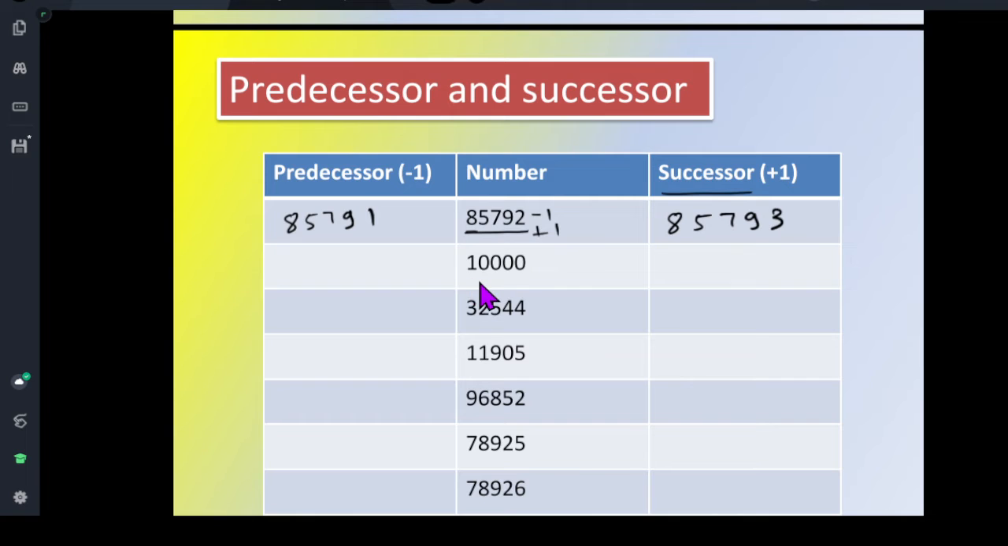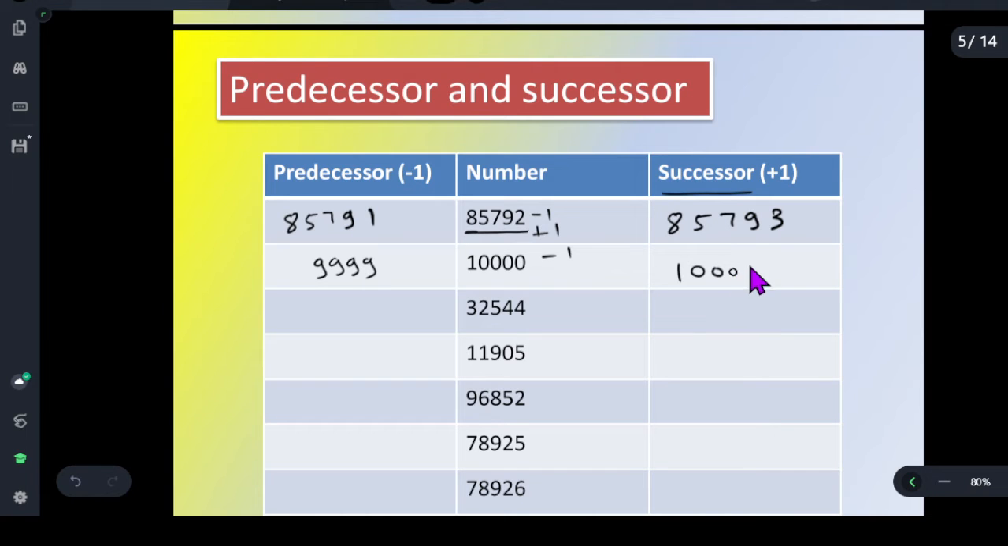You can add 1 for the successor and you can subtract 1 for its predecessor. First, I will find its predecessor. What will be its predecessor? 9,999 is the predecessor. And what is the successor of it? 10,001 is its successor. Okay.